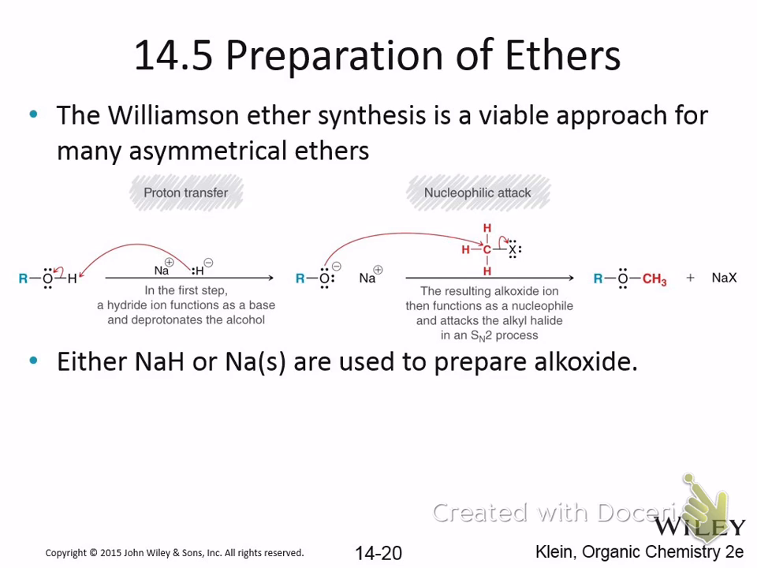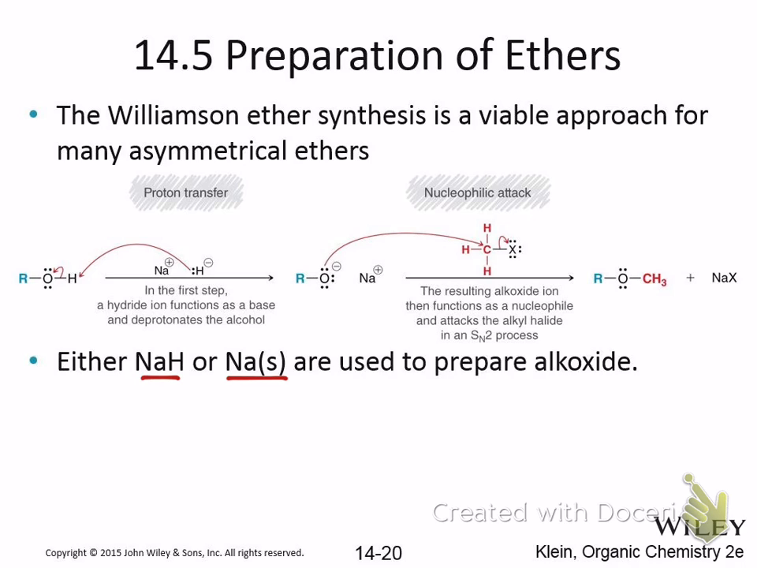Here's an alcohol, right? And here's an alkyl halide. And the idea is to take the alcohol, produce a nucleophile out of it, and use that to attack an alkyl halide. Now, an alcohol, just note, can be produced a couple of different ways.